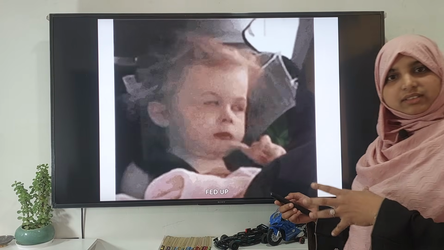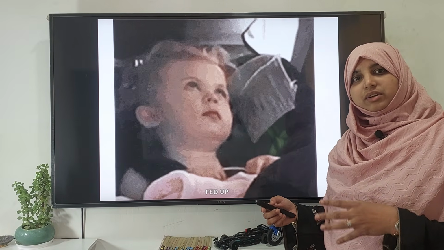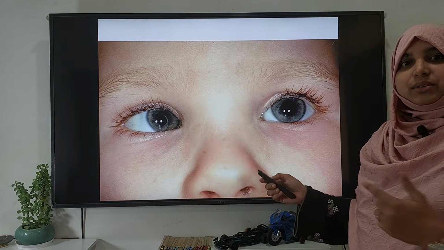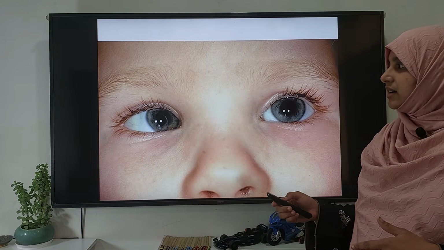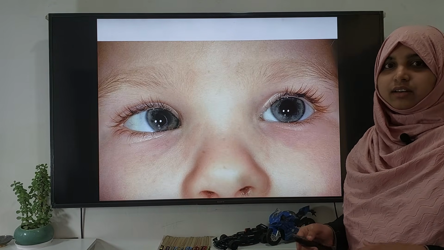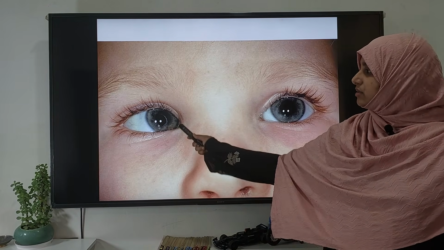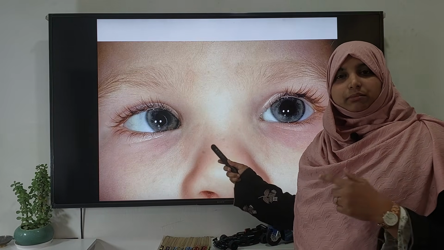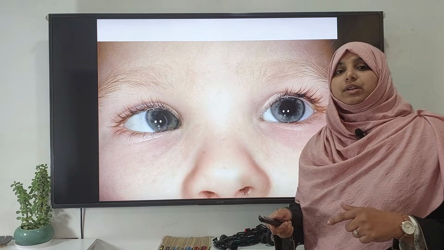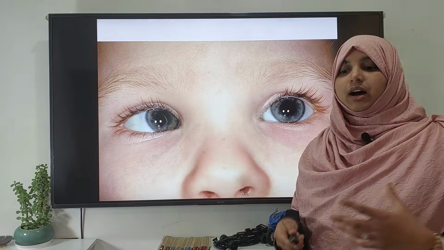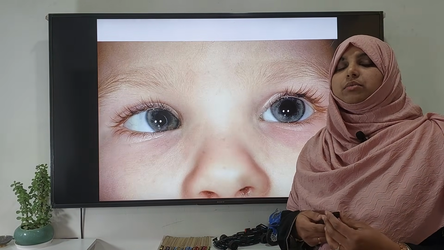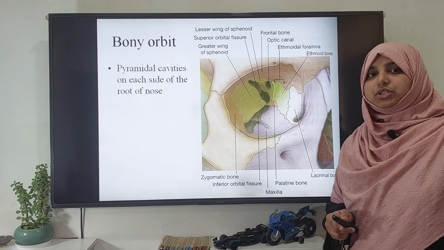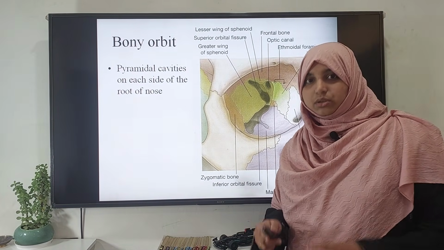So have you ever given this eye rolling? And I'm pretty sure at some point of time we all would have. Now I want you to see this picture and check if this baby is normal. Is it? No, right? So this right eye is having the eyeball deviated towards the medial aspect. It means this baby is having squint. So now we will see in this lecture how this was caused and what is the anatomical basis of all these conditions.